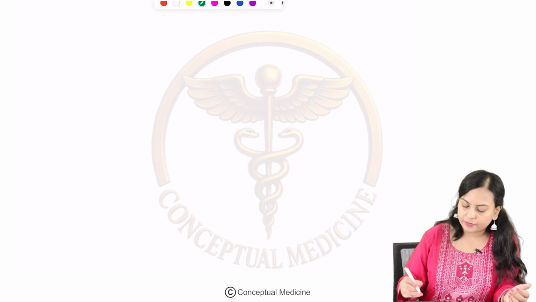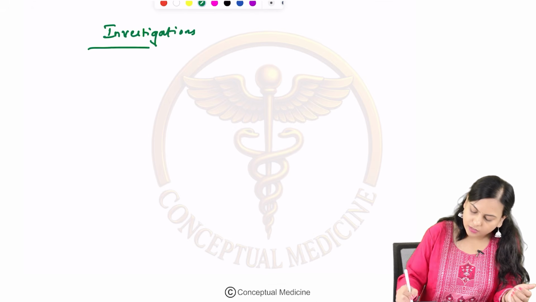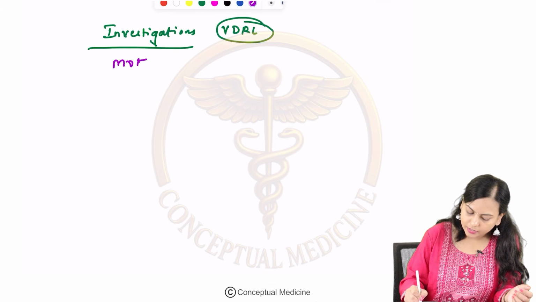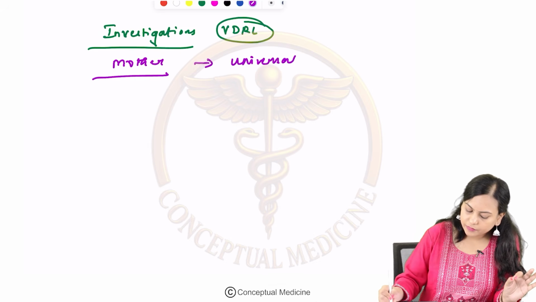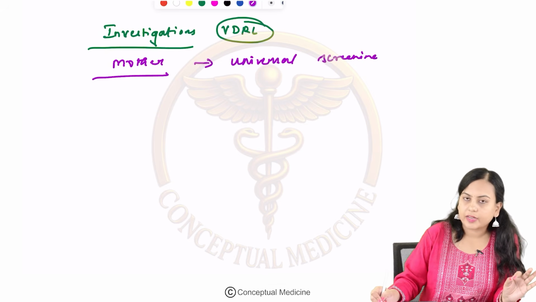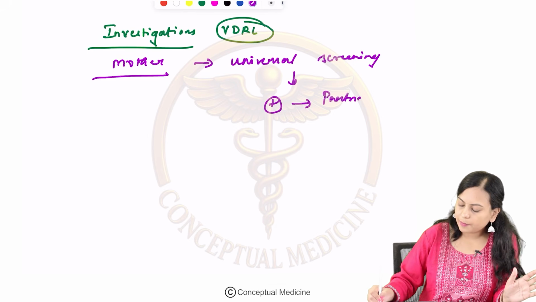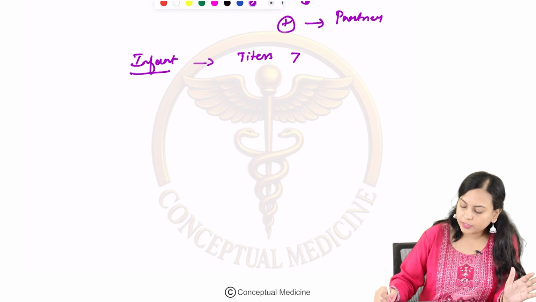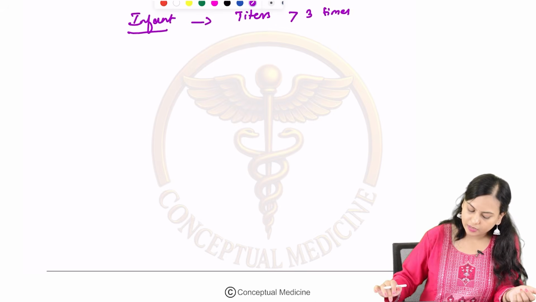Now, what are the investigations you have to do? So, investigations include doing VDRL, this we all know, and in the mother, always universal screening is recommended, and if they are positive, you have to screen the partner also. Okay, and in the infant, infection is diagnosed when the titers are more than 3 times than that are present in the mother. Okay, right.